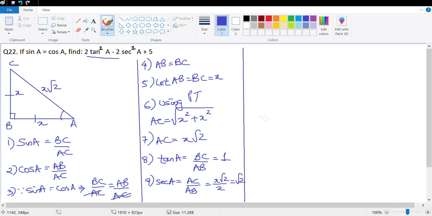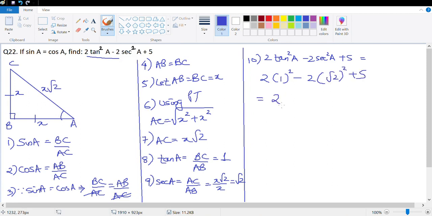Next, let's substitute values. So 2 tan square A minus 2 sec square A plus 5 would be equal to 2 multiplied with 1 square minus 2 multiplied with root 2 whole square plus 5. So this is 2 multiplied with 2 plus 5. This is 2 minus 4 plus 5. This is 7 minus 4, which is 3. Done. That's the value, this is 3.